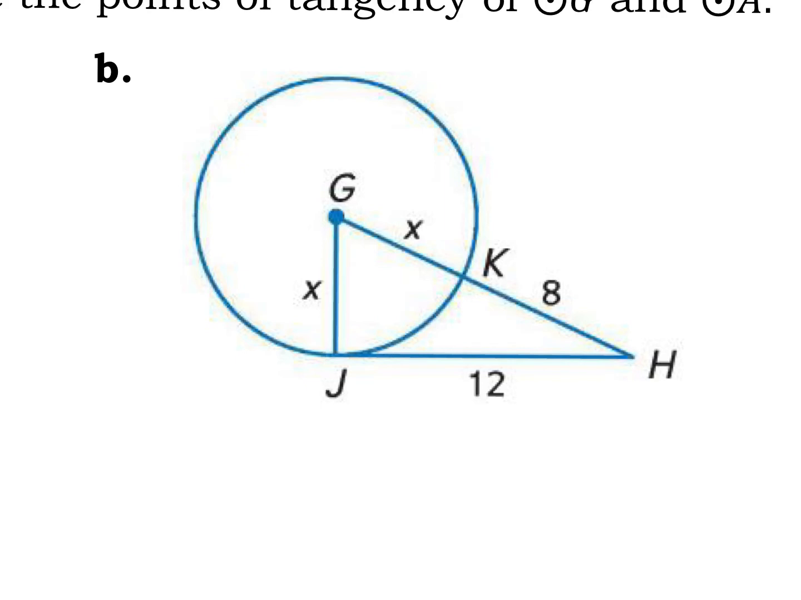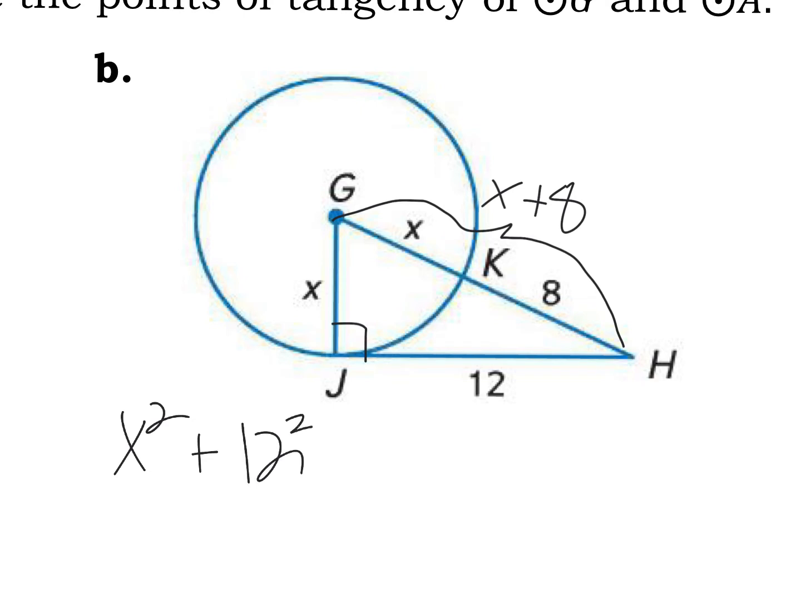Example B is a little bit different. We have a right angle right here, and we have x plus 8 for our hypotenuse. And so we need to figure out x, which is our radius. So from G to K, that's a radius, and from G to J, that's a radius. So when we set this up, we're going to say, x squared plus 12 squared, that's your a squared plus b squared, equals your c squared of x plus 8 squared.